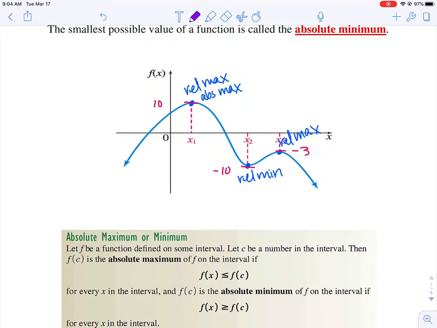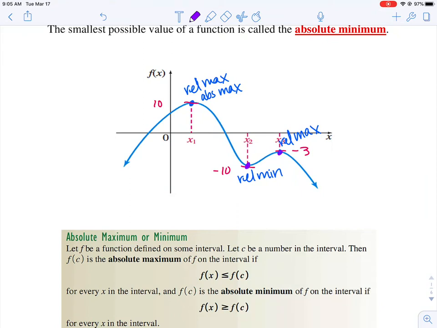Okay, so looking at this graph right here, we have a couple of different places where our derivative changes from positive to negative or negative to positive. Right here at x sub 1, we have a relative maximum. At x sub 2, we have a relative minimum. And at x sub 3, we have a relative maximum.